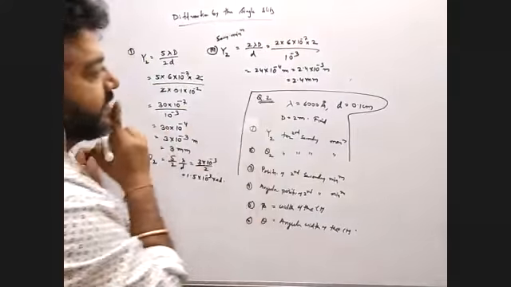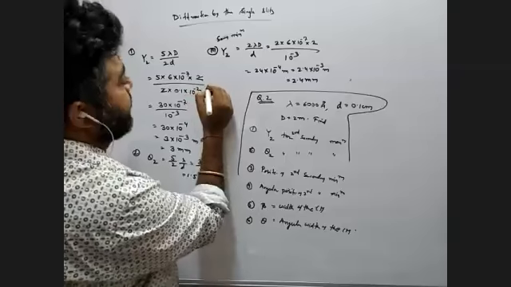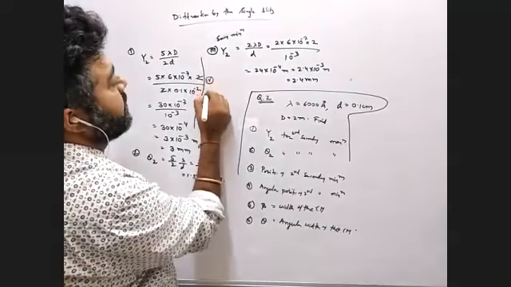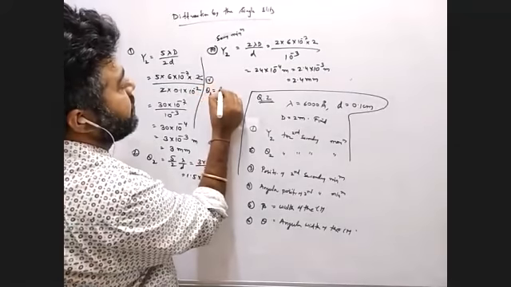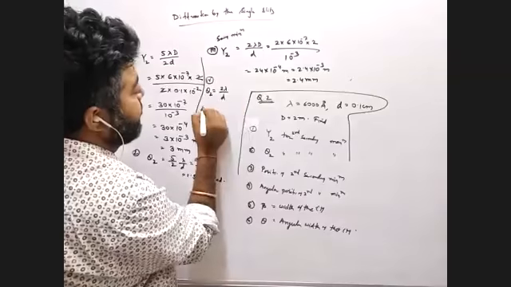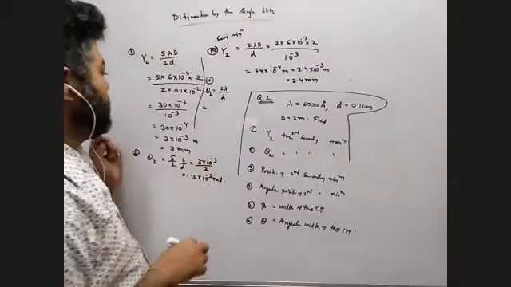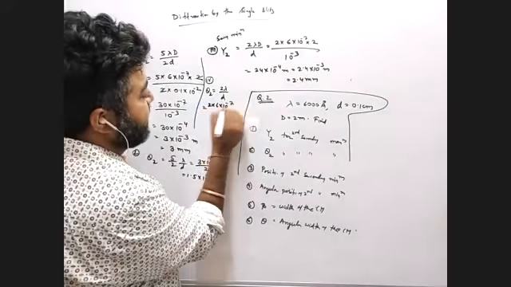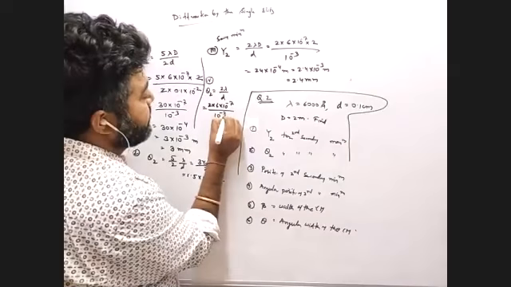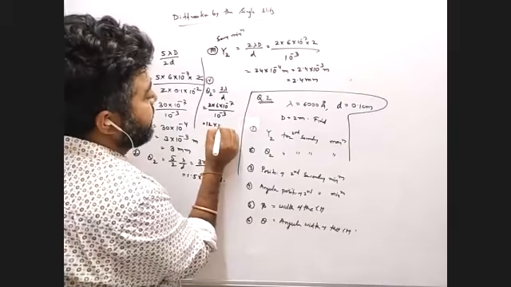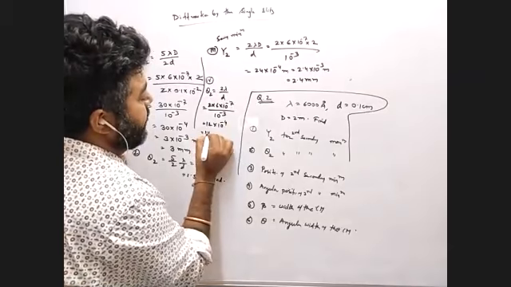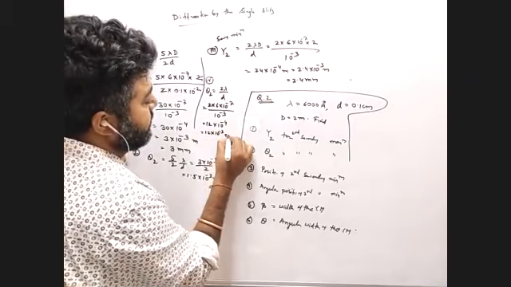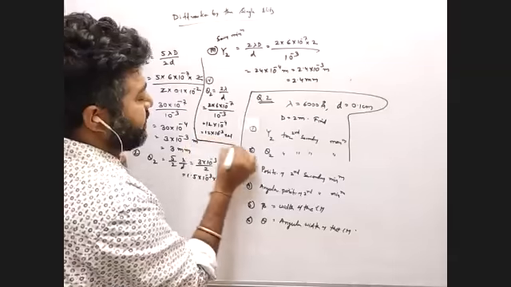Now after this, the fourth one, that is theta 2, that is 2 lambda by d. So 2 into 6 into 10 to the power minus 7, by 10 to the power minus 3, that is 12 into 10 to the power minus 4, 1.2 into 10 to the power minus 3, that is radian. Is it clear?